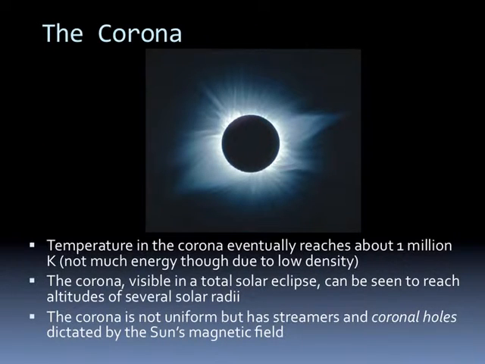Now above that is the corona. The temperature in the corona eventually reaches about 1,000,000 degrees Kelvin. Not much energy though, due to its low density. The corona, which here we can see is visible during a total solar eclipse, can be seen to reach outward over several solar radii. The corona is not uniform, it has streamers and holes in it, and those are dictated by the sun's magnetic field.